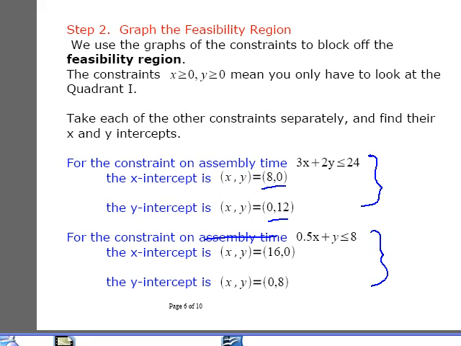This was a constraint on painting. So here was the equation for the inequality for the paint. Find the X-intercept by setting Y equal to 0. Find the Y-intercept by setting X equal to 0. And now I use these values to draw in those lines. Remember, they're going to be straight lines because they're linear, and all you need is 2 points to draw them.